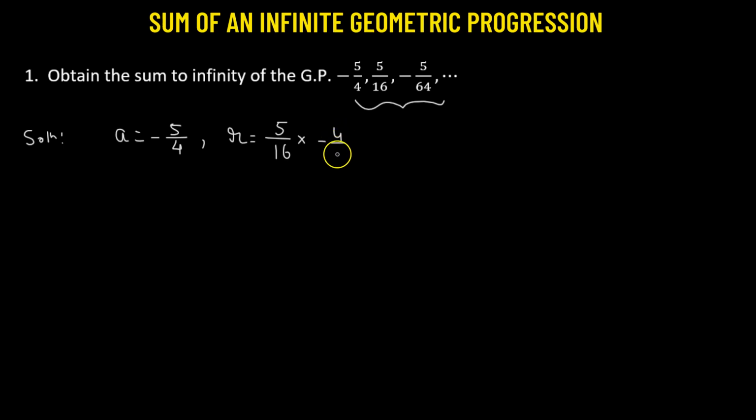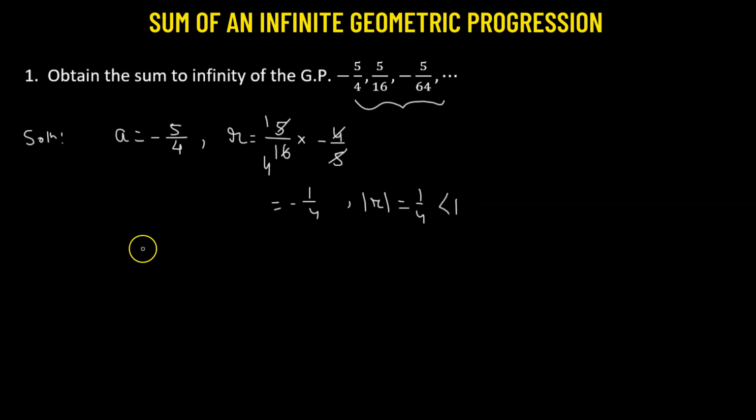So that will be -4 divided by 5. So 5 times 1 is 5, 4 times 4 is 16. So we are going to get a common ratio of -1 over 4, which clearly states that the absolute value of r equals 1 over 4, so this value is less than 1.